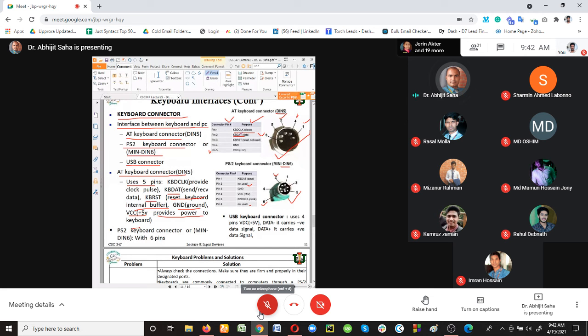I mean, similar to the pins we have seen for the mini, sorry, the DIN 5, here also for the DIN 6 we can find similar types of pins, but the pin directions are different, with a different format compared with the DIN 5. DIN 6 is different from DIN 5.